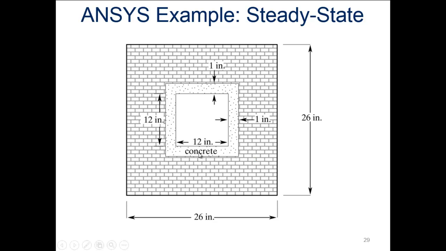Overall, we have some concrete interiors. This is a cross section of our chimney, so we're looking essentially down the chimney in this case, or up the chimney. We have concrete here, the initial 1 inch, and then our outer brick that goes 26 by 26 inches.